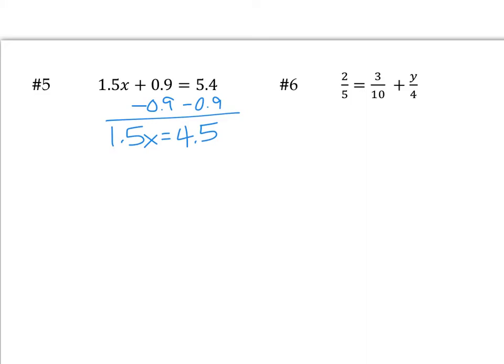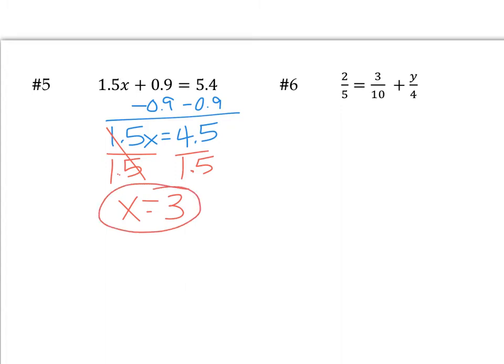Now we're going to divide by a decimal. That's okay. We divide by 1.5 on both sides. So that cancels out, and we're going to have x equals 4.5 divided by 1.5. That's 3. And we go back and check it in our original equation, and we'd be good. Okay? Always make sure you're checking in the original equation.